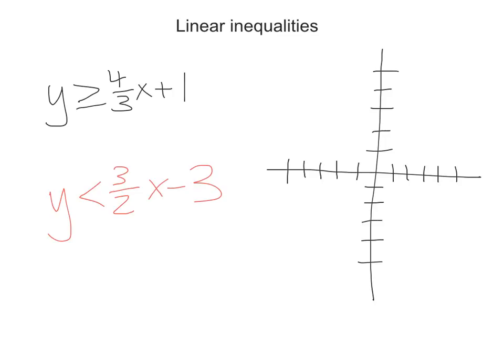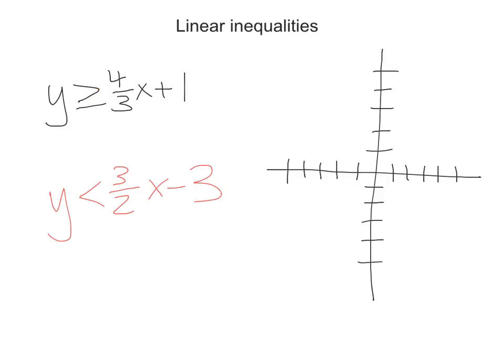Today we're going to talk about linear inequalities. So if you're given an inequality to graph and it's in slope-intercept form, you notice that that's in slope-intercept form. The only thing that's different is this symbol. So this means greater than or equal to.